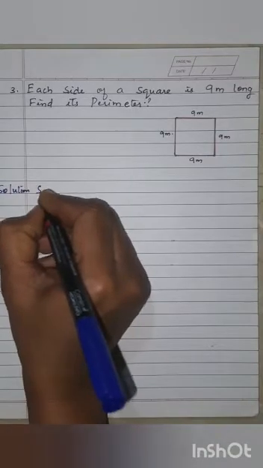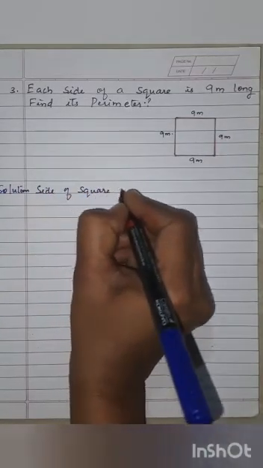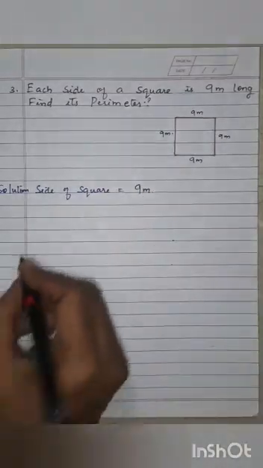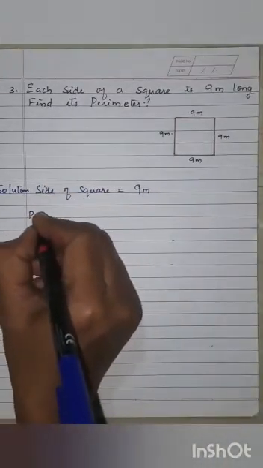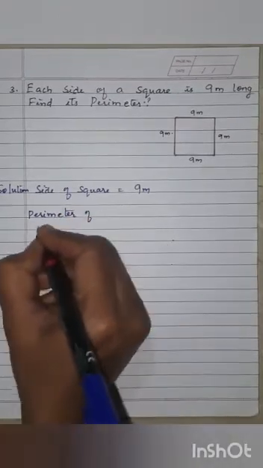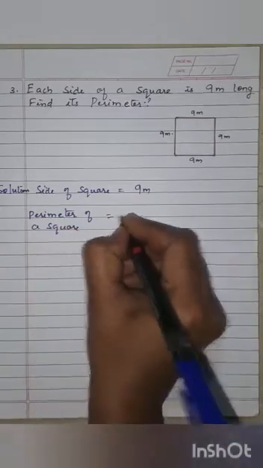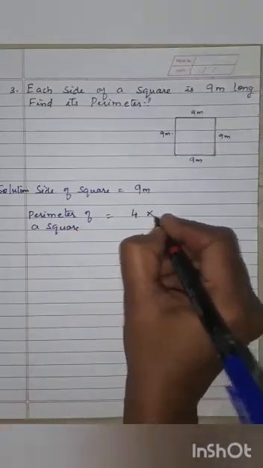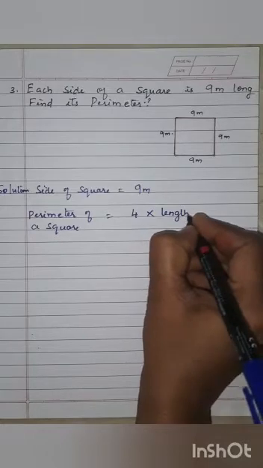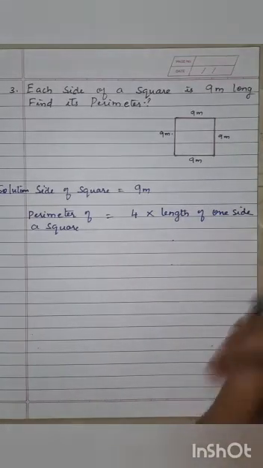Then what is given here, children? Side of square. How much have they given? 9 meters. Okay, what we have to find out? We have to find out the perimeter. So we will write the formula first. Perimeter of a square is equal to what, children? The formula is 4 multiplied by length of one side. Okay, this is the formula.